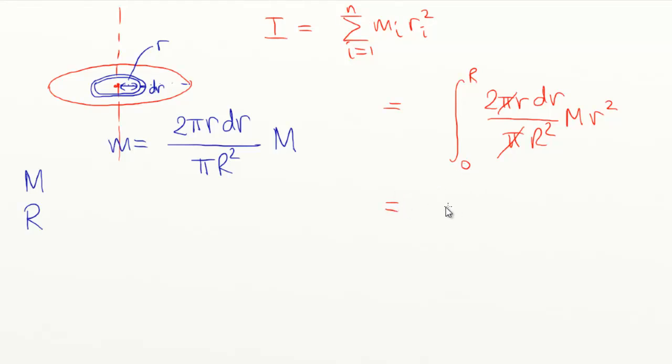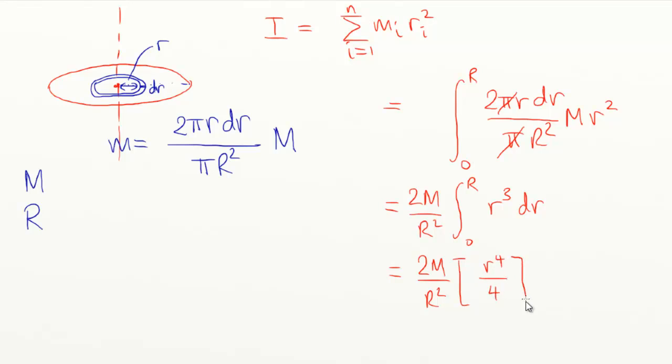So what is the integral we're actually doing here? Let's take our M and the 2 and the capital R squared onto the outside. Integrate from 0 to R. What are we actually left with? r cubed dr. So we've got 2M over R squared, and that's going to r to the power of 4 over 4 from 0 to R.